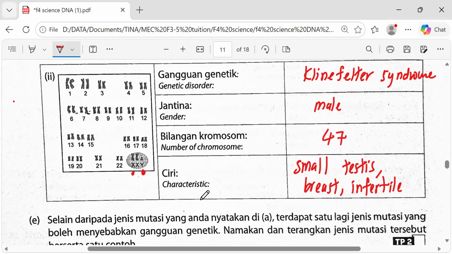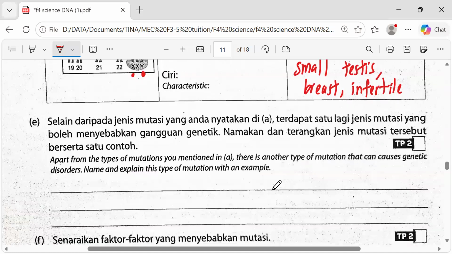Which one is the most common? Down syndrome. Okay, why do you get this kind of disease? Apart from these kinds of mutations, there's another type of mutation that causes genetic disorders.